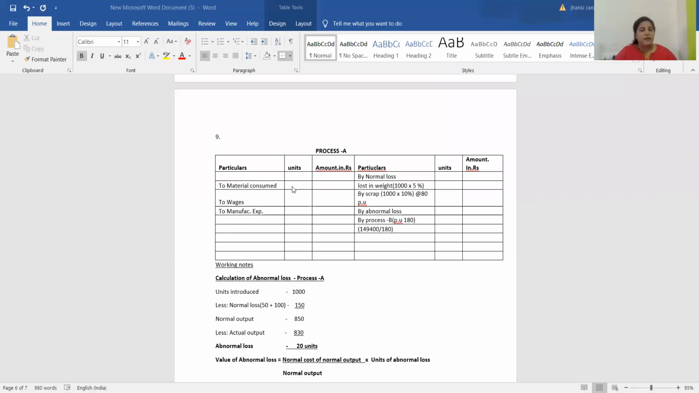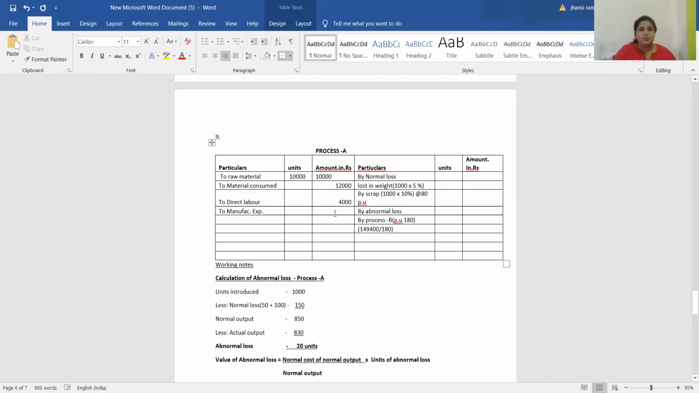For process A, materials consumed is given as 12,000 rupees. They also gave us input process units. Input means nothing but the raw material, so I will write here to raw material. For process A, it is 10,000 units and the amount is also 10,000 rupees. Now look at the wages. Here they have given direct labor. So to direct labor, we write, and for process A, it is 4,000.